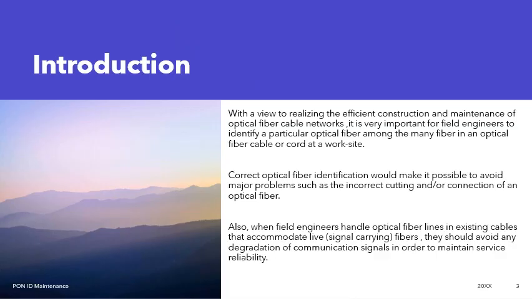So, basic introduction. It lies with a view of realizing the efficient construction and maintenance of OFC. It is very important for the field engineer to identify a particular cable. Correct OFC would make it possible to avoid any major problems such as cutting the incorrect cable, which means field engineers should be very careful that they should not degrade any live signals. So this is the reason why we need to know the ID of the PON line.